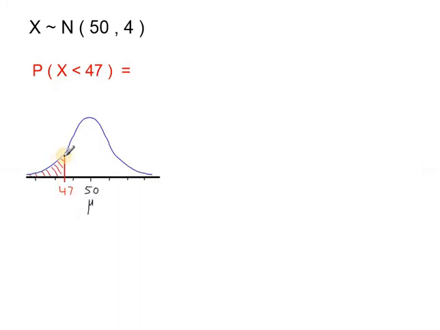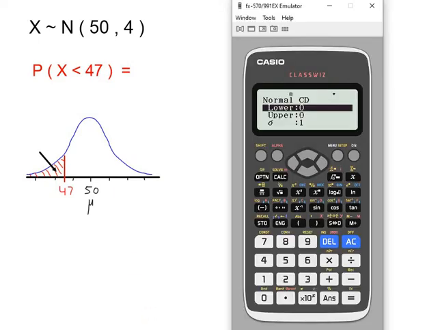Sketch, mean 50, we're shading to the left of 47, so we're looking for the probability of this region. So the lower limit, we need to use something outside of the values along this scale here, so let's say I'll stick with 0. Upper limit 47, standard deviation is 2, and the mean is 50. So this is our probability, 0.0668 to 3 significant figures.